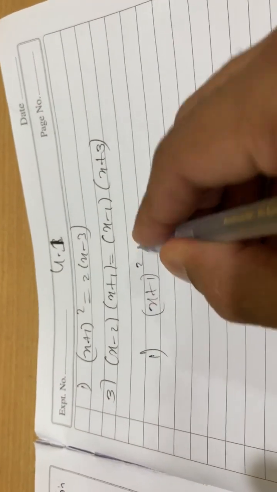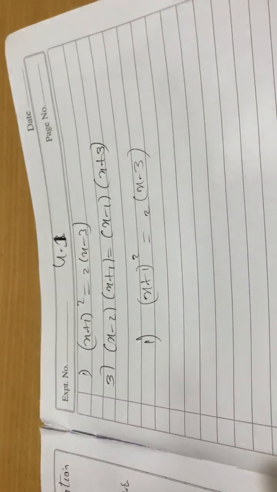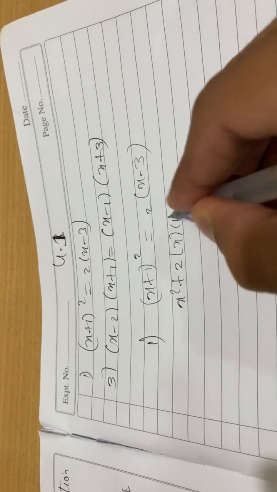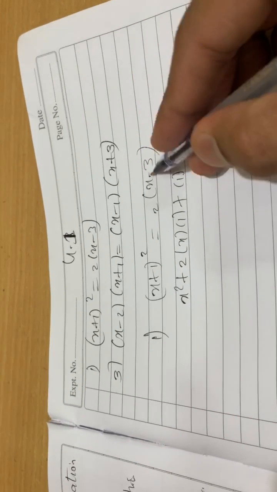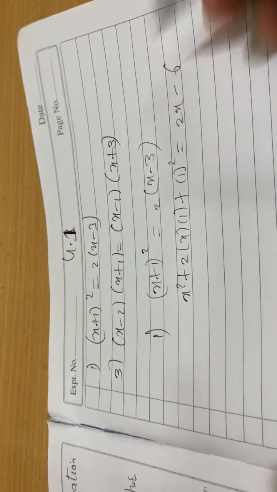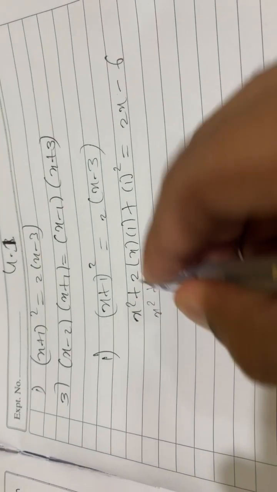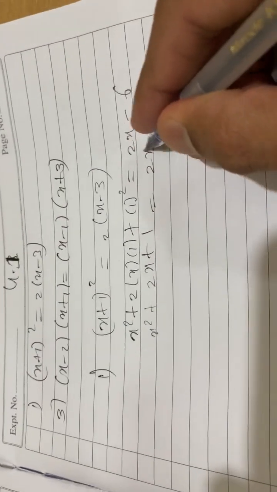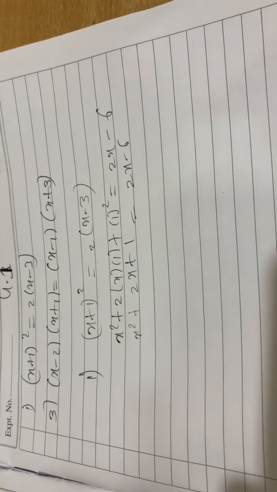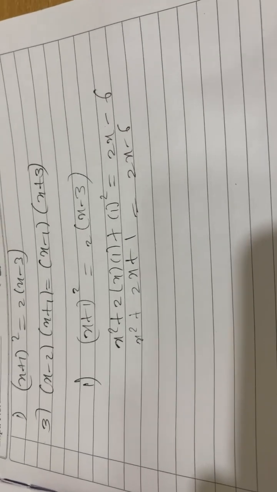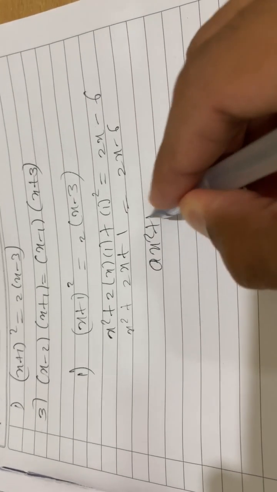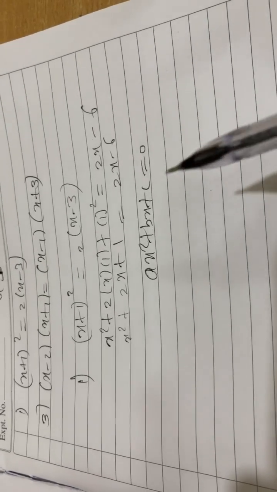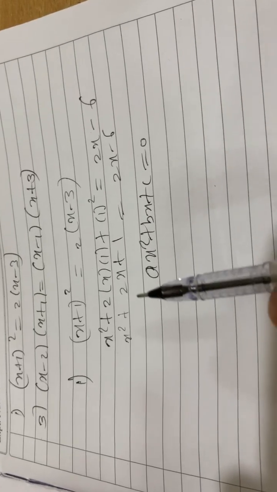First question: x plus 1 whole square is equal to 2x minus 3. If you solve this equation, you will use the formula a plus b whole square is a square plus 2ab plus b square, and multiply 2 into x, 2x minus 2 times 3 is 6. Now if you solve, x square plus 2x plus 1 is equal to 2x minus 6. Now I told you in the beginning also, whenever you are solving any question, convert the sum into the form ax square plus bx plus c equal to 0. Every time, your final answer should be in this form, and this is not yet in the same form.